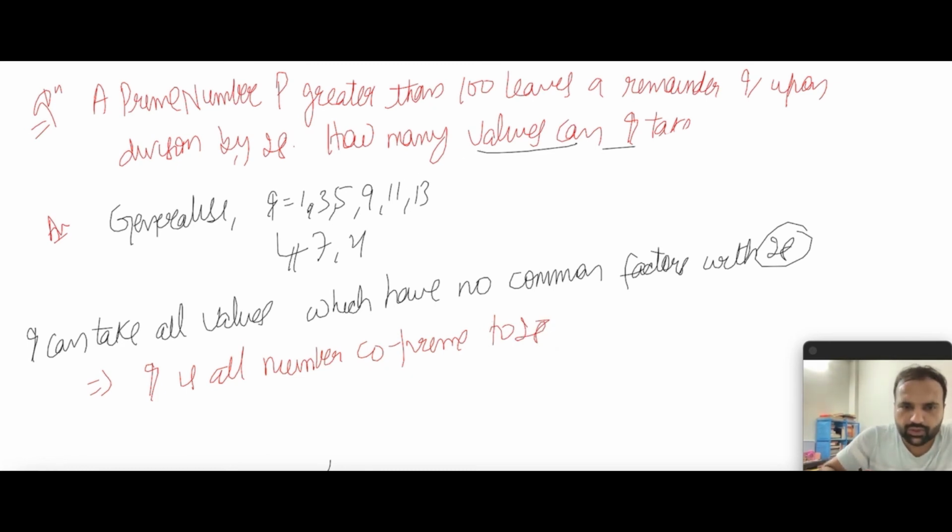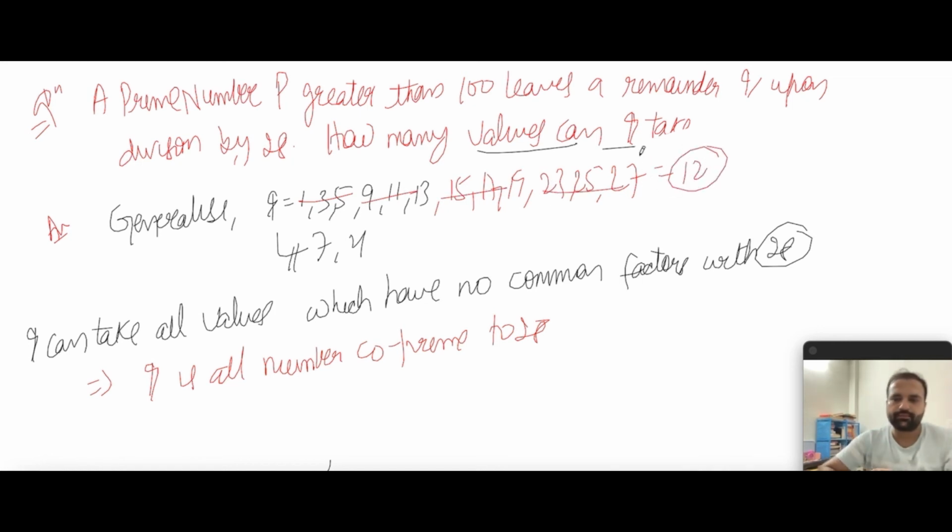So how many numbers would it be? 1, 3, 5, 9, 11, 13, 15, 17, 19, 23, 25, and 27. If you count it, 3, 6, 9, 12. So the answer is 12. Now this is a lengthy process. I understand it generally takes a long time. We have another way to do this as well. I was doing the first way just to explain the concept.